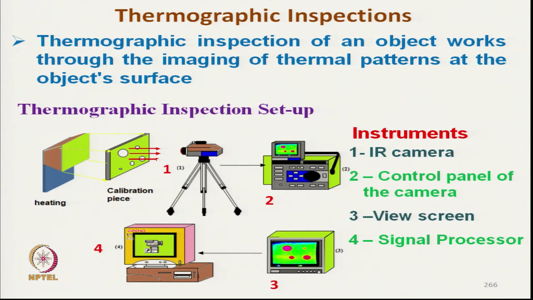Thermographic inspection, where this is the heater, and from the other surface we get the image through a thermal imaging camera. This is the IR camera, and here is the viewing screen and signal processing, so the signal is processed here, the viewing screen is here, and this is the control panel. Depending on the type of defect, we get the image on the other side.